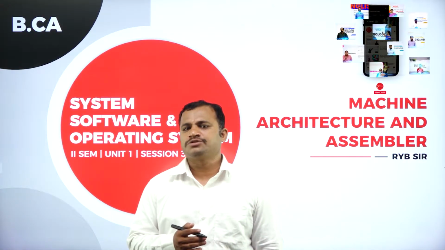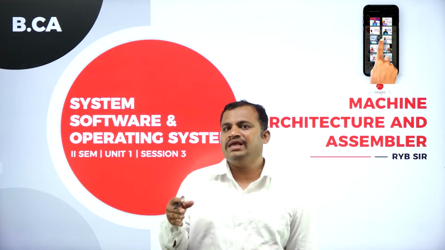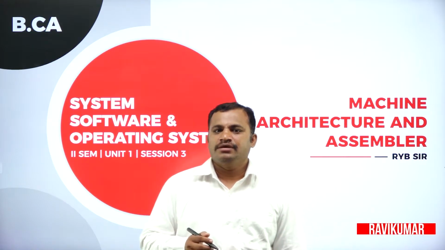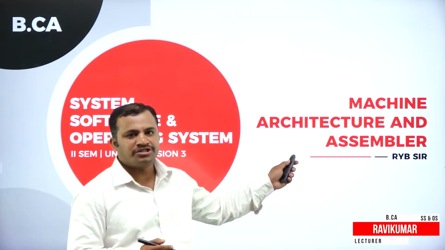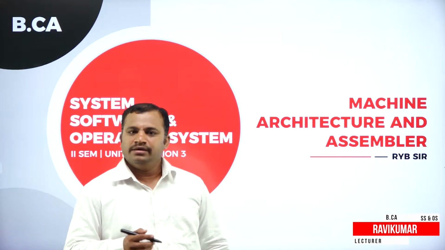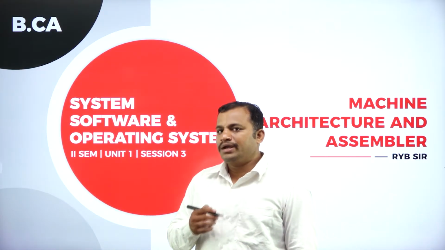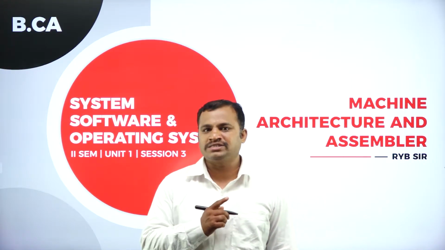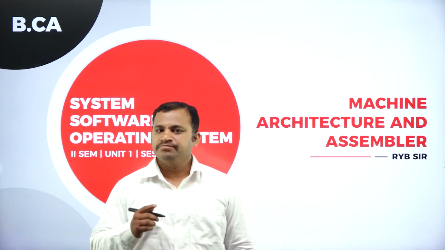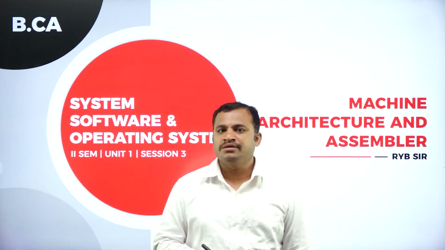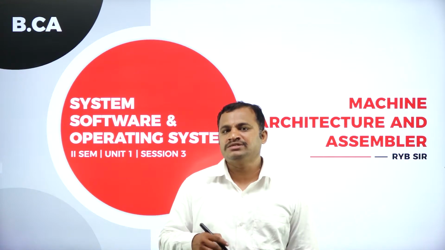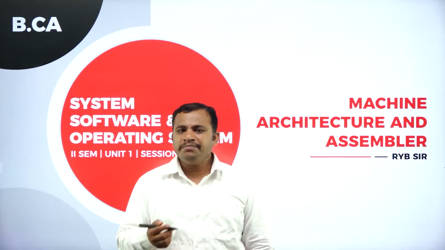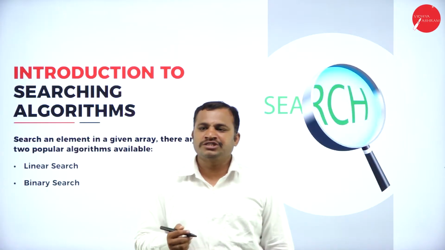Today we shall learn about the searching algorithm. Which are the different types of searching algorithm basically needs to be understood by the students in the machine architecture and assembler. In this unit 1, you will come across two different types of searching algorithms. The first one is linear search. The second type of searching algorithm which you have in the syllabus is binary search algorithm. Let me take you into the details of searching algorithm.